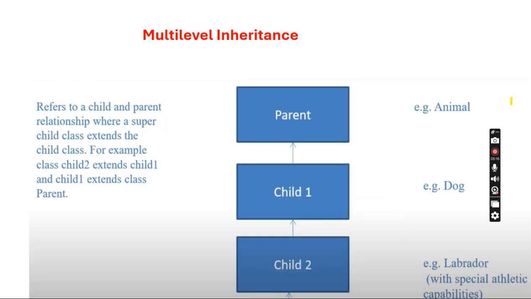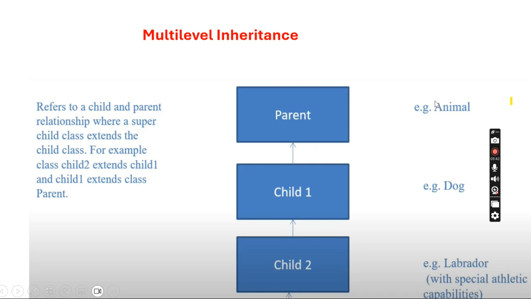Then we have multi-level inheritance. This is kind of an implementation. We have a child that has a father, and that father has a grandfather. So Child 2 has a father called Child 1, and Child 1 has a father called Parent. So there is multi-level inheritance here.